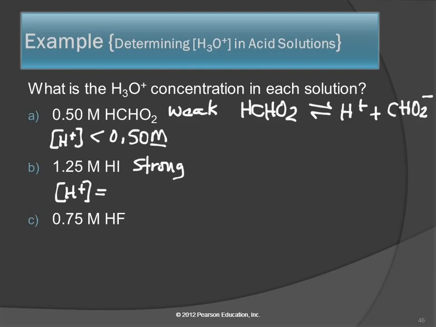Just like the shoes. 10 pairs of shoes, they come apart, we have 10 left shoes, right? So the hydrogen ion concentration will equal the concentration of the acid that was put in, because it all came apart. How about letter C, HF, strong or weak?